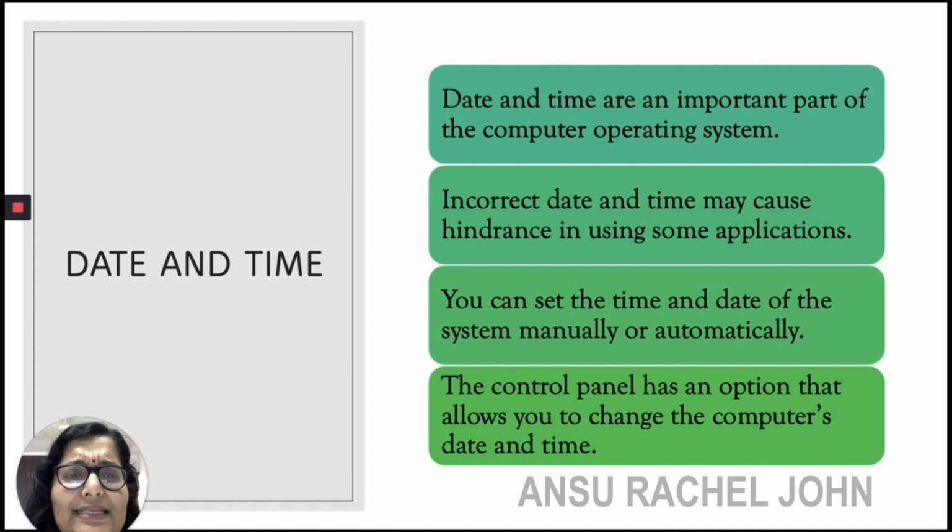You can set the time and date of the system manually or automatically. You can either set it by yourself, that is manually, or you can make the system do it automatically. The control panel has an option that allows you to change the computer's date and time. In the control panel, there is an option called date and time. With that, you can change the system date and time by yourself manually.